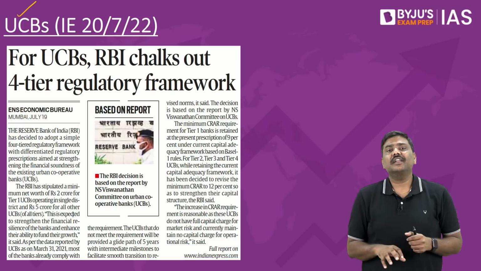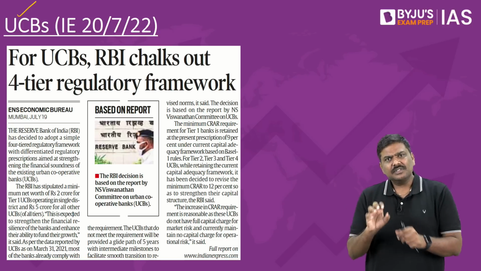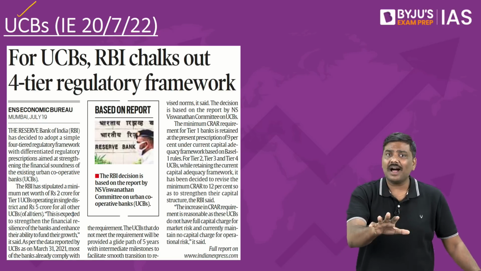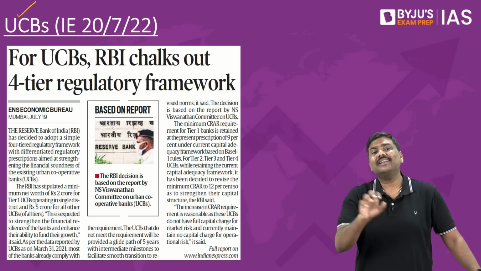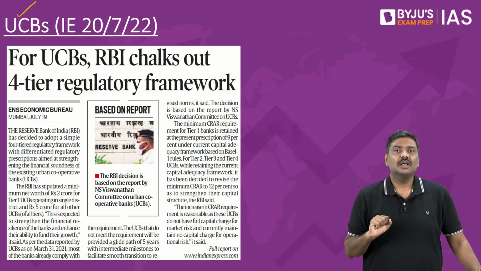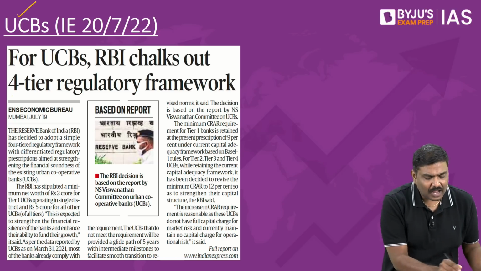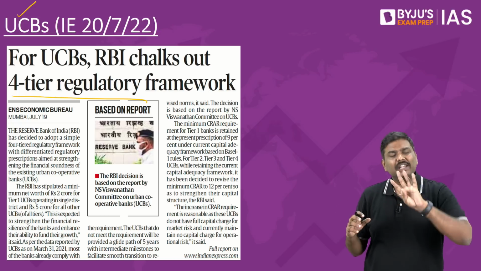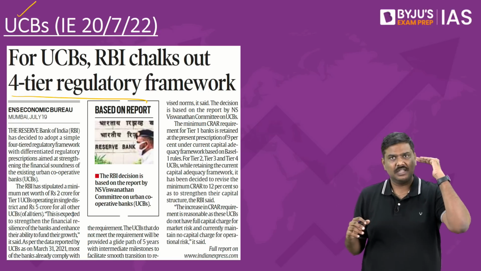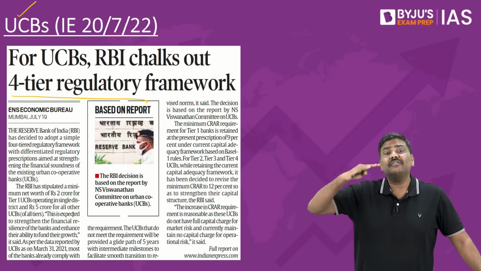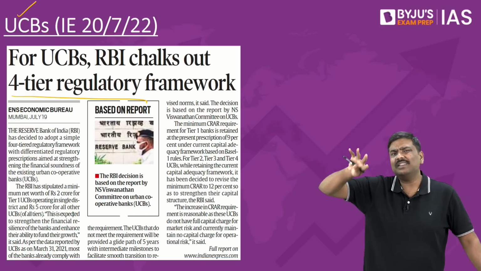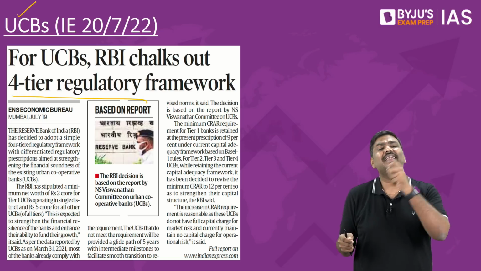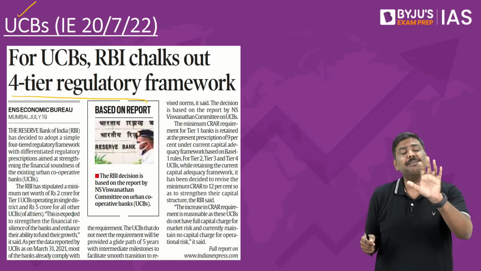Now very recently, RBI has announced that some of the recommendations of the Vishwanathan Committee will be implemented by RBI in order to better regulate urban cooperative banks. And as per the announcement done by RBI, now the UCBs would be divided into 4 tiers or 4 levels. And based on the level of the UCB, the regulation will also change. Now some of you might be thinking, sir, what is the need for this? What is the need? Simple.